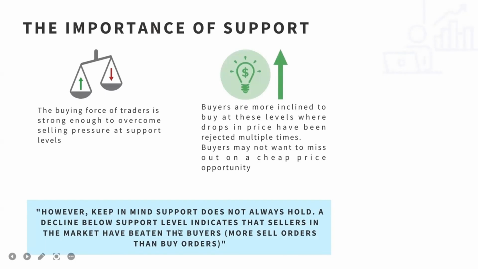A decline below the support level indicates that sellers in the market have beaten the buyers, with more sell orders than buy orders. So let's say we were expecting $1 is our support area and the price is going to go down there and bounce. It doesn't always happen. Even if you verified your support level by looking left, there are chances sometimes the price is going to come down to $1 and not bounce from there, and it will break that area.